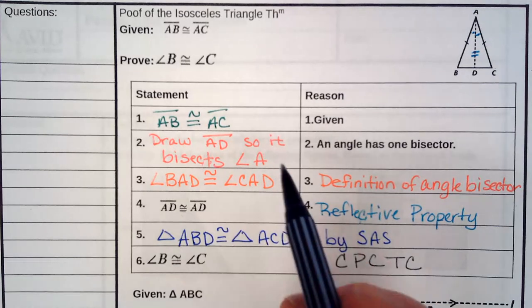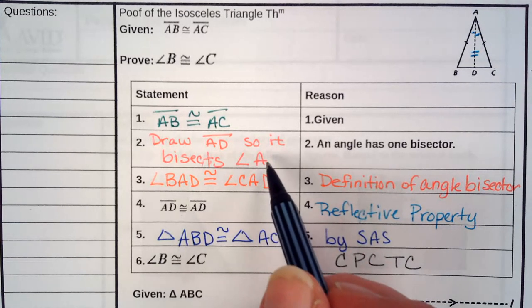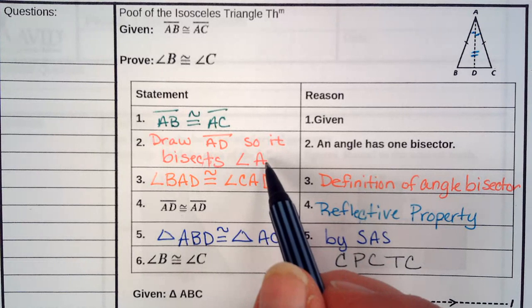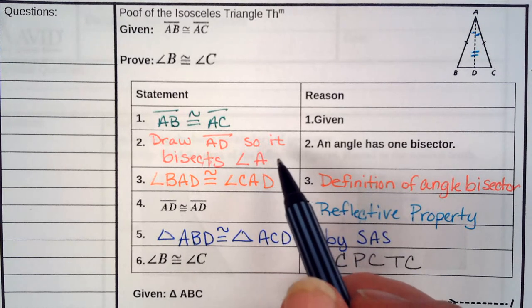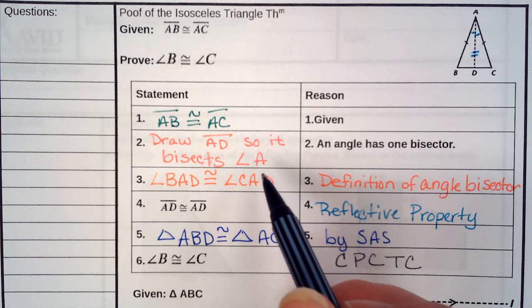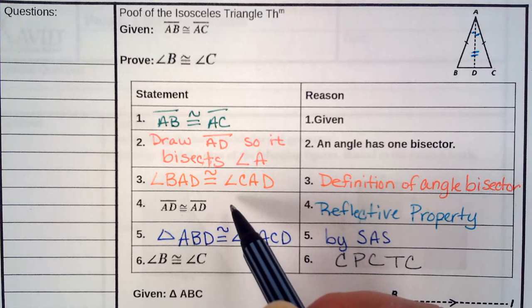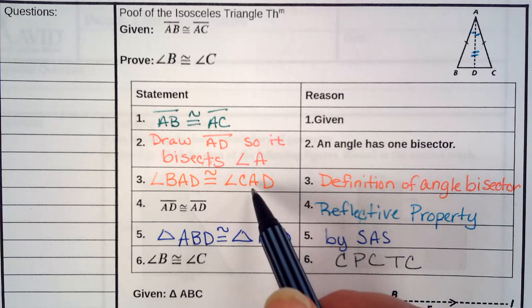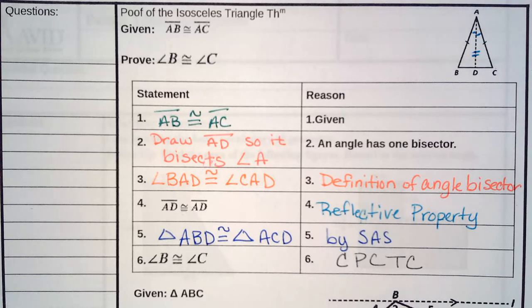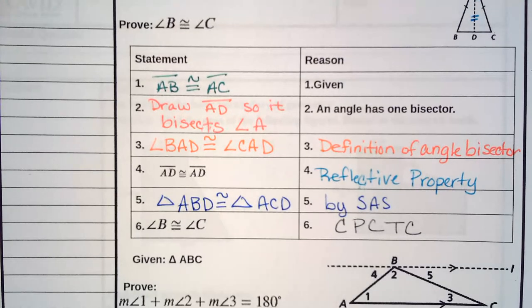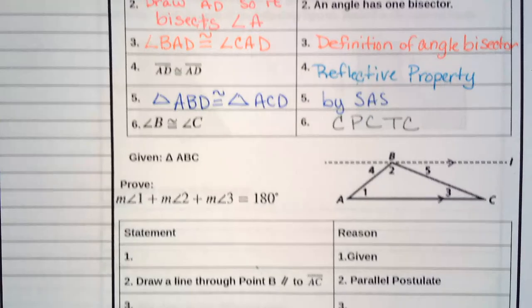You're given. Then we add that auxiliary line. Remember we talked about auxiliary lines? We define them as something we add to our proof to help us prove something. And then we use the definition of angle bisector, reflexive property, congruent triangles, and CPCTC.